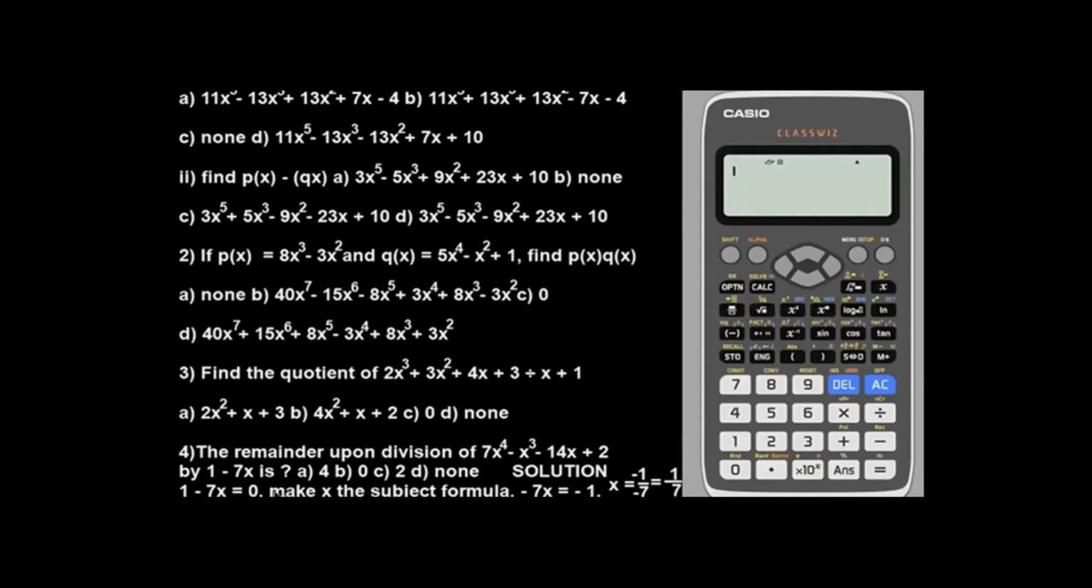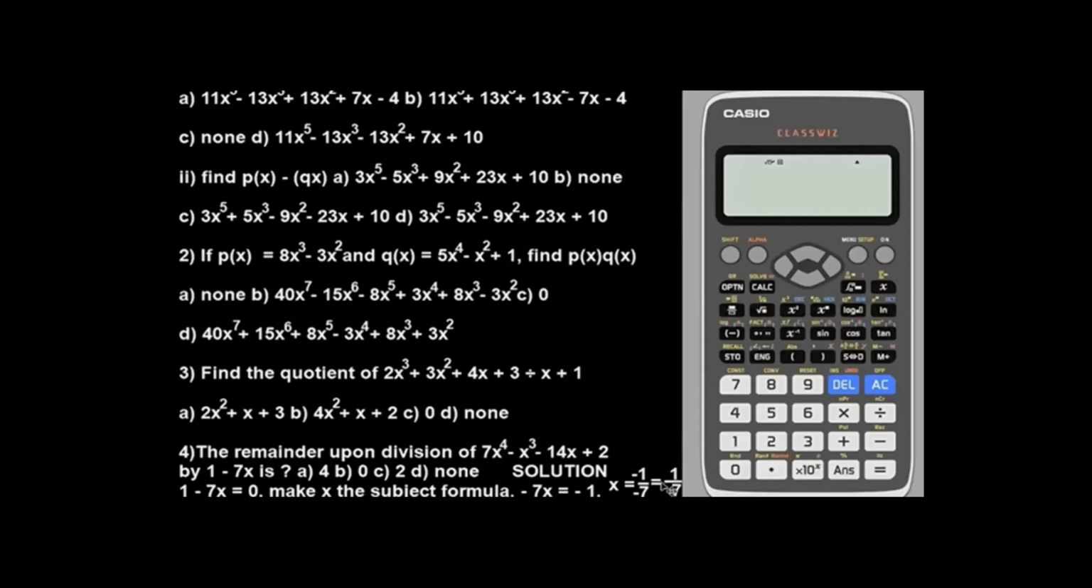When you equate it to 0, you make x the subject of the formula. So the 1 moves to the other side because of the equality sign, and becomes minus 1. So we divide both sides by minus 7, the coefficient of x here. You will be left with x equals minus 1 over minus 7. The minuses cancel each other, so we have the value 1 over 7, guys.